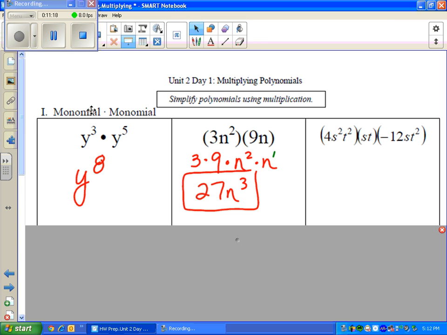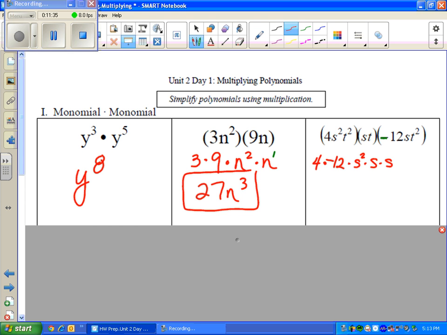This may look like a subtraction, but it's actually a negative sign. It's just the software that we used here. So we can rearrange these pieces any way we want. So I'll go ahead and put the 4 and the negative 12 up front. Then I'll do the S's. Then I'll do the T's. And let's see the three pieces that we get.